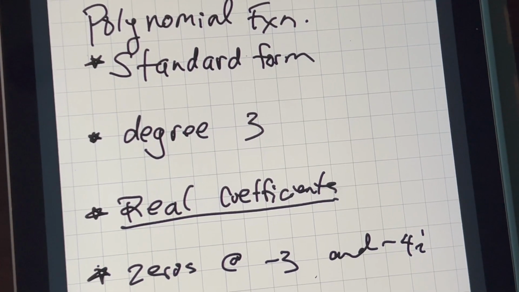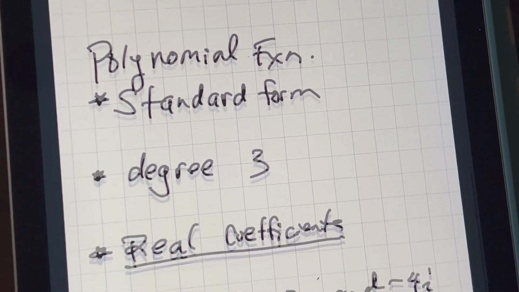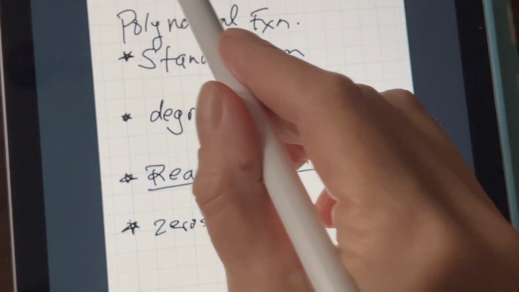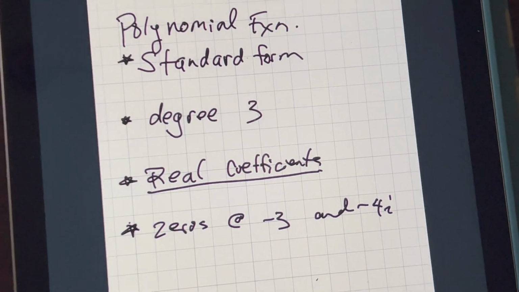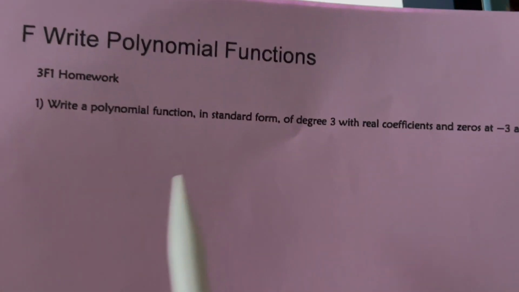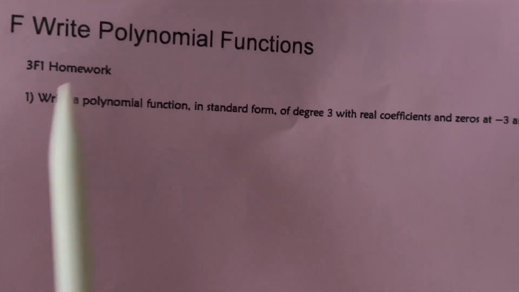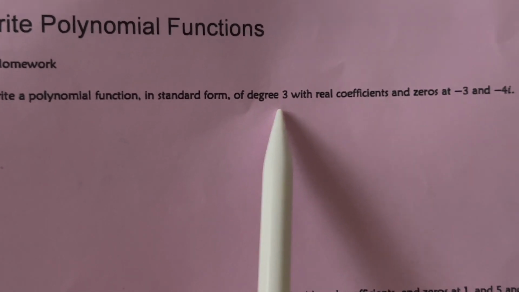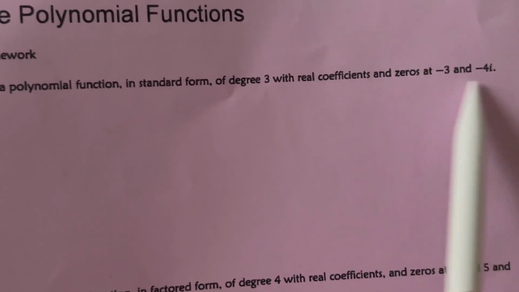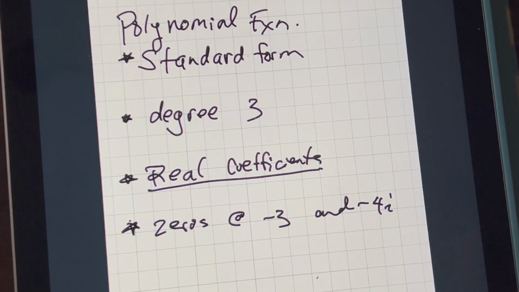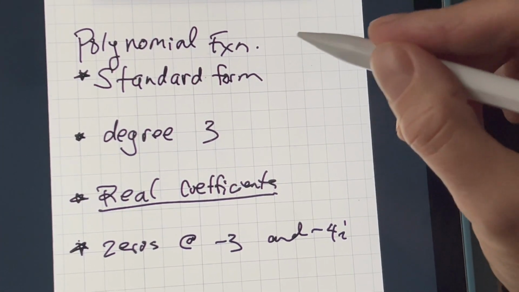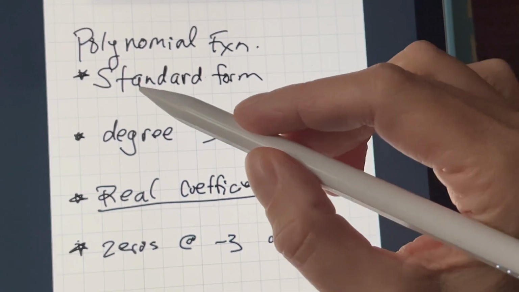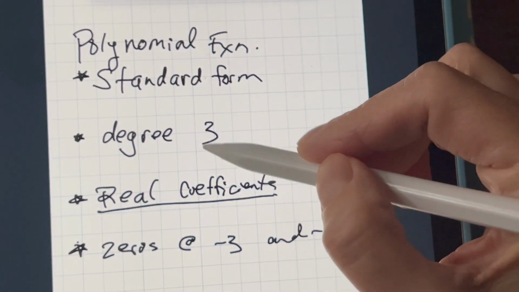Before we do this, I took out a couple of the things in the question. I'm at the end of a different problem, I guess I didn't even realize. So the instruction is: write a polynomial function in standard form of degree 3 with real coefficients and zeros at blah. So this is all coded language. Polynomial function, standard form, and I'm going to write a cubic standard form because that's degree 3.